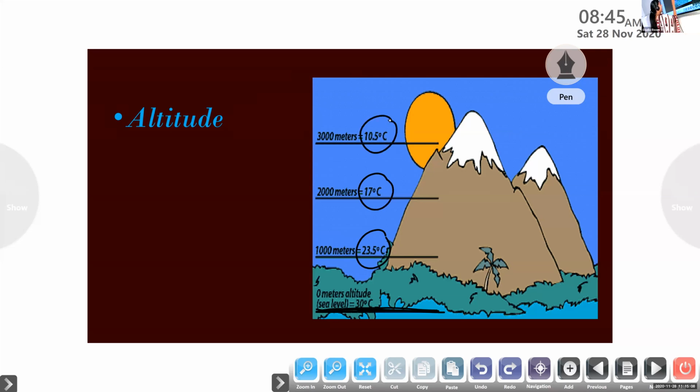Here it is 23.5 degrees, then as we go up, 17 degrees Celsius, then 10.5 degrees. As we go higher and higher, the density of the atmosphere will decrease, the presence of air will decrease. So temperature will decrease as we go up. That's why mountain areas are cooler than plains. For example, Ooty, Munnar, Wayanad, all these places are cooler than plain areas, because they are mountainous areas. Clear? So altitude is one of the factors which affect the climate of a place. According to the height, there will be changes in the climate.